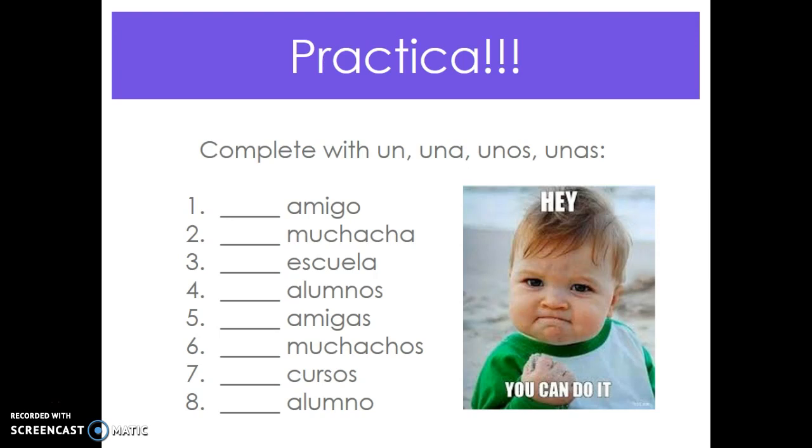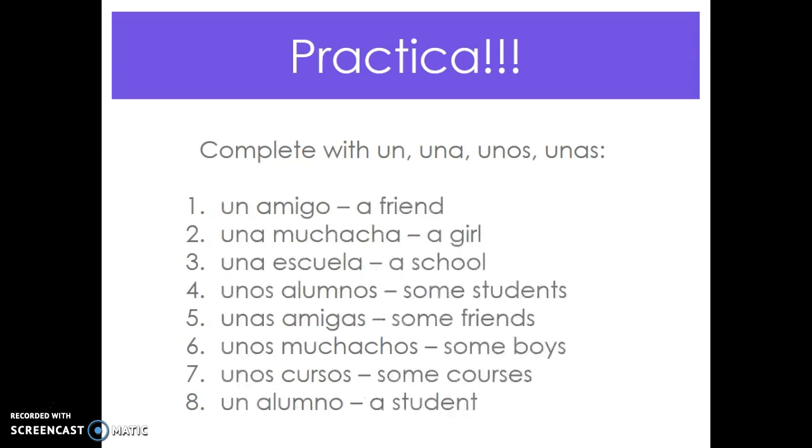Now let's have a little bit of práctica with the indefinite articles. I'm going to use the same exact nouns, but instead of using definite articles, I want you to use indefinite articles, such as un, una, unos, or unas. Okay? So pause the video. Get these down. Hopefully you can get them. And then when you're ready, go to the next slide.